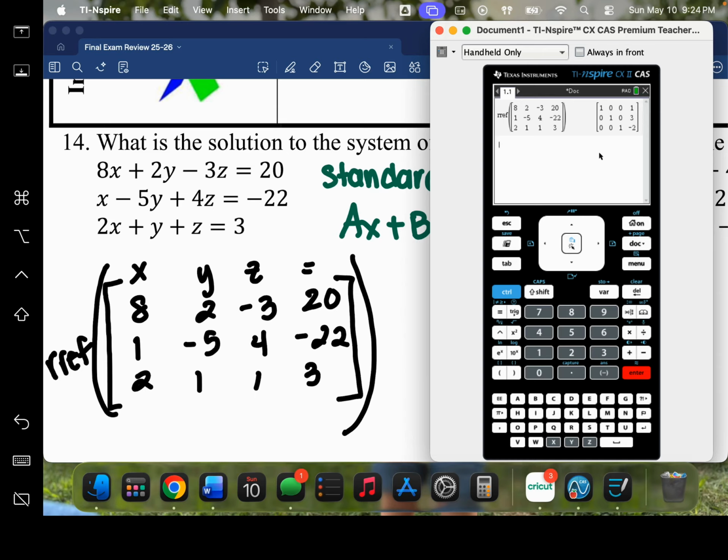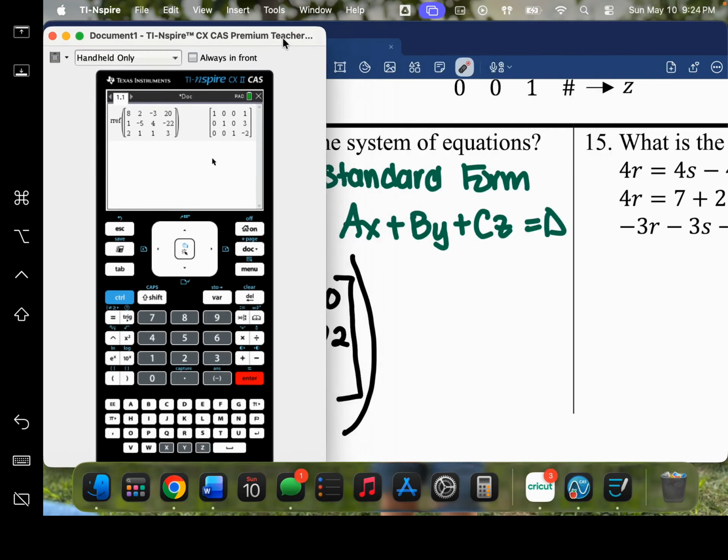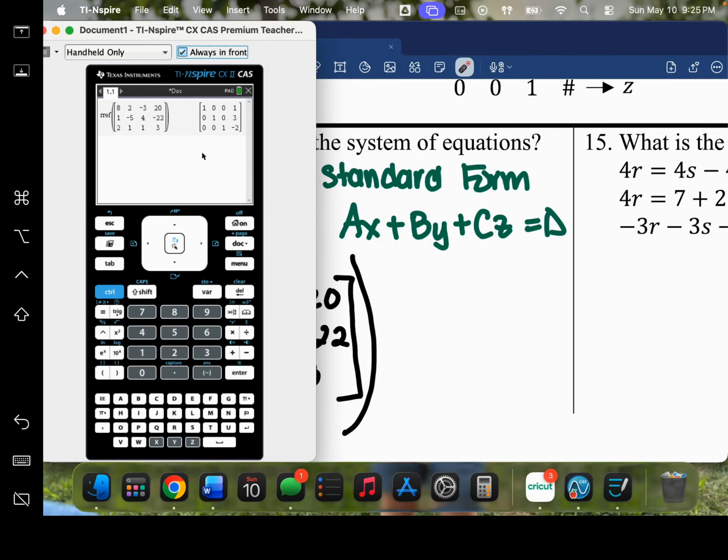In the second row, you have no x's, you have a 1y and no z's. So that means that y is equal to 3. In the third row, you have 0 x's, 0 y's, 1 z, which is equal to -2. So that is our solution to this system.